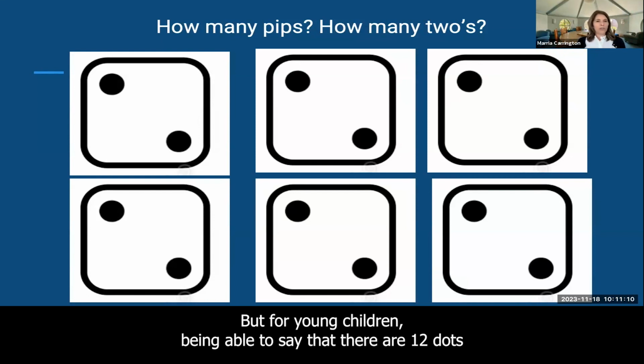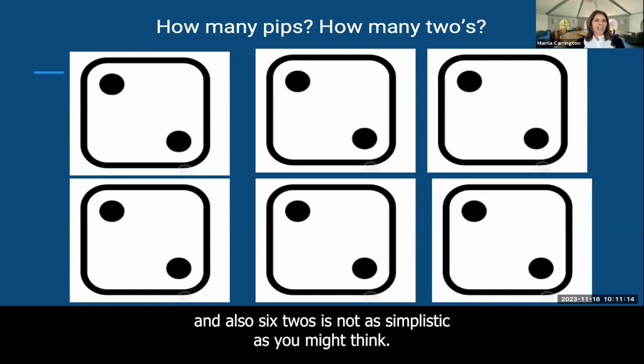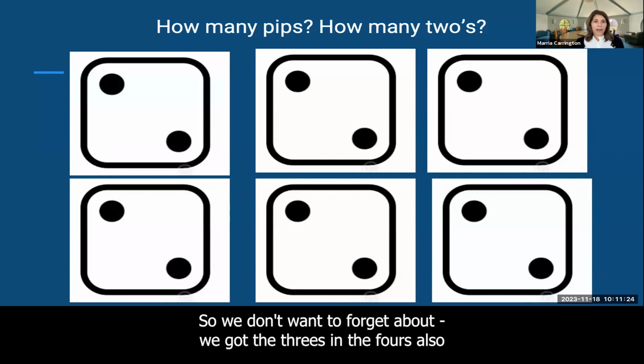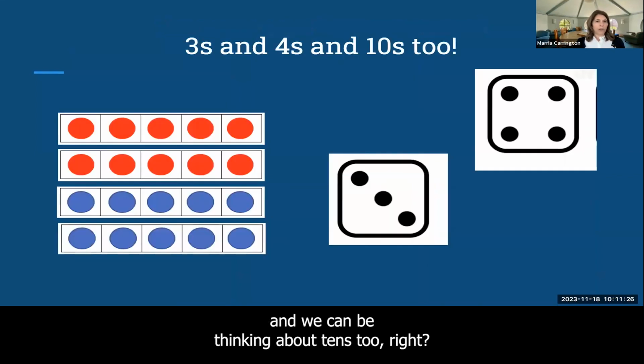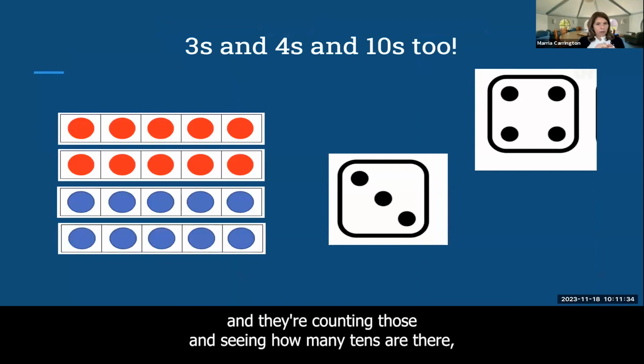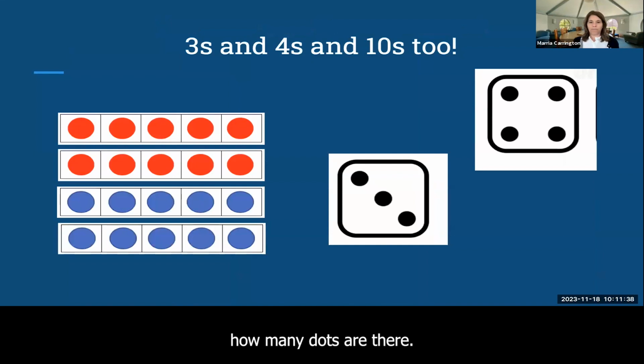But for young children, being able to say that there are 12 dots and also 6 twos is not as simplistic as you might think. So you want to give them those opportunities with the materials. So we don't want to forget about the 3s and the 4s also, and we can be thinking about 10s too, right? So we can use our ten frames. You can make small ones and they're counting those and seeing how many 10s are there, how many dots are there.